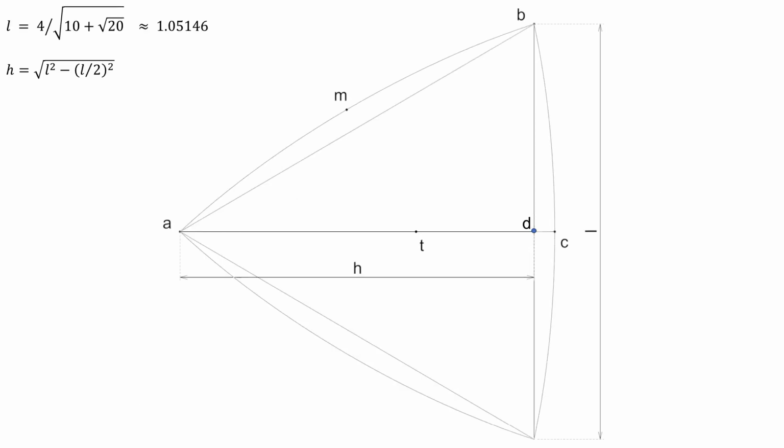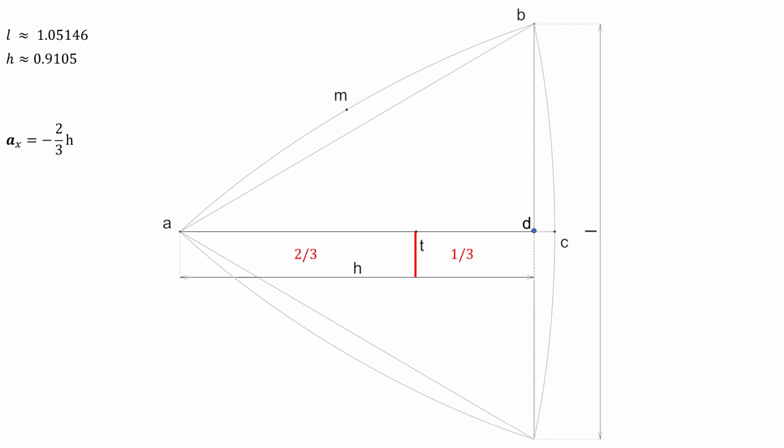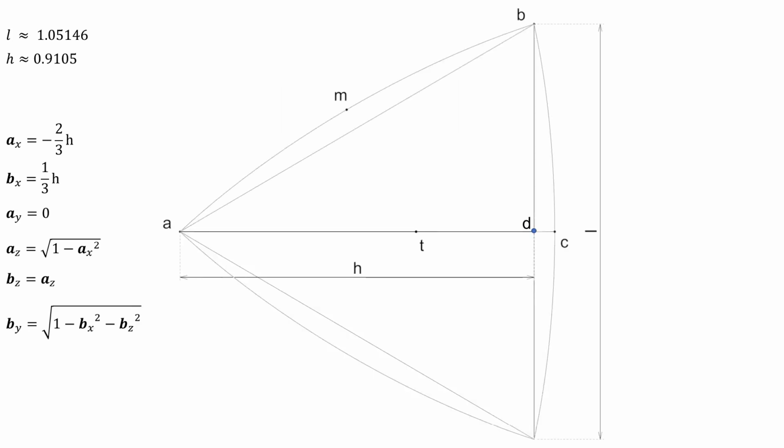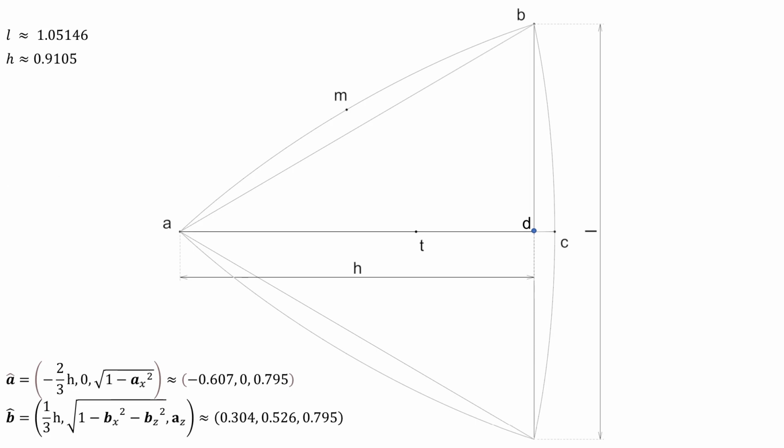We calculate the height of the triangle, then we calculate the x component of point A, which is minus 2/3 of the height, and the x component of point B is 1/3 of that height. The y component of point A is 0, and since point A is 1 away from the origin, we can use the Pythagorean theorem to calculate the z component of point A. Point B has the same z component as point A, again 1 away from the origin, and we use the Pythagorean theorem to calculate the final component of point B. This shows how convenient it is to use a unit sphere.